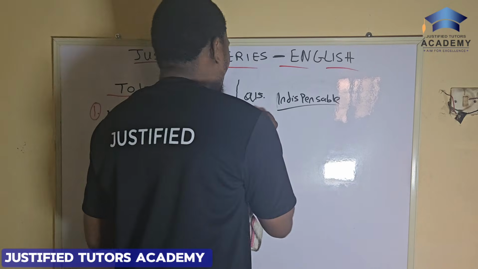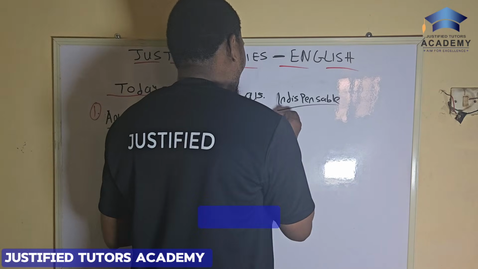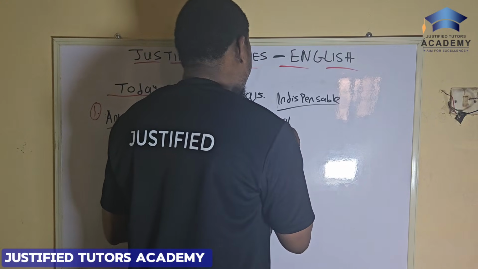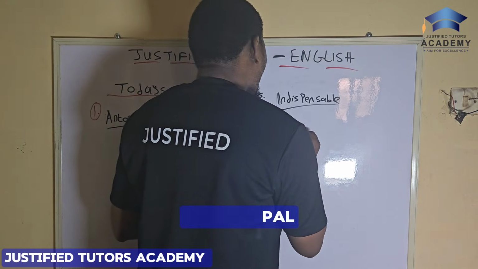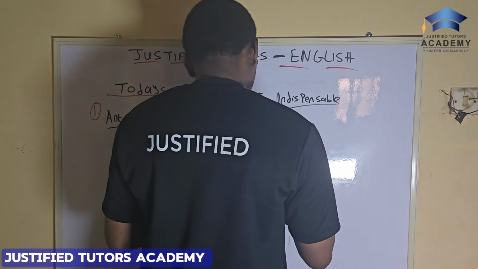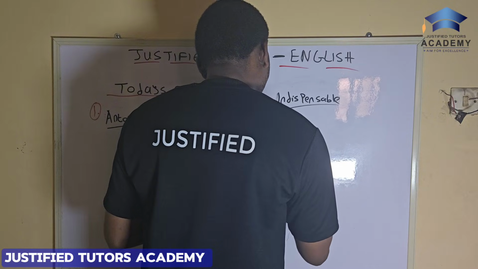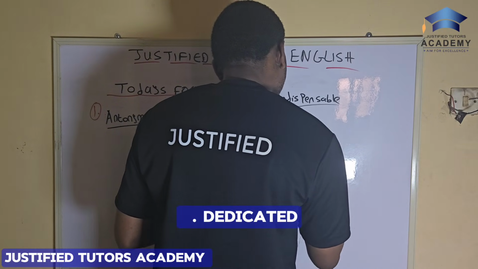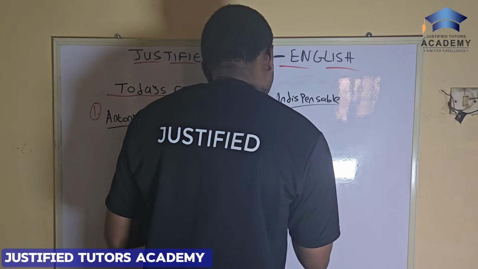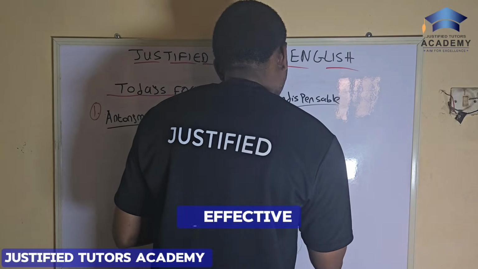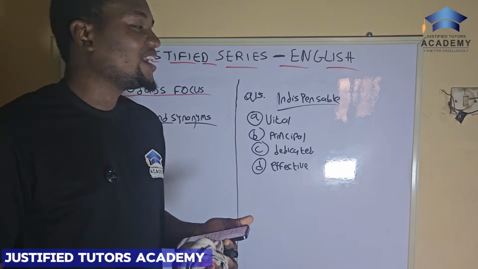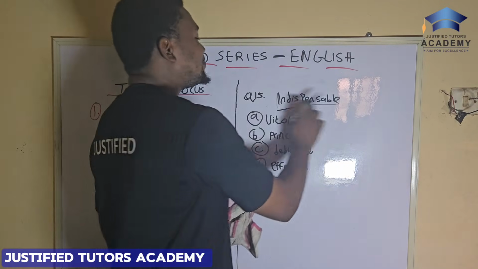So now our first option here is option A, which is vital. Option B is principal. Option C is dedicated. Option D is effective. Now we are dealing with nearest in meaning. But the first thing to do again is ask yourself, what does indispensable mean?